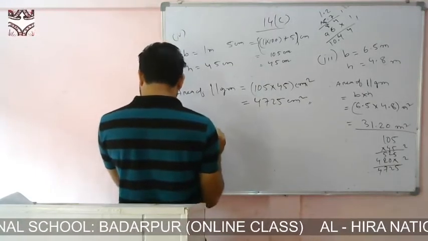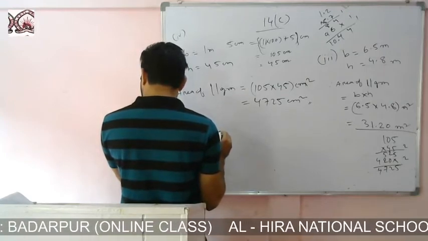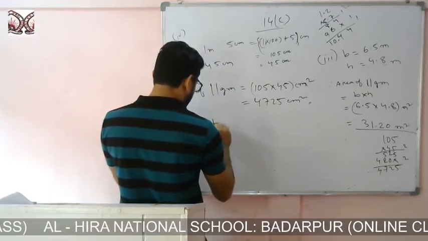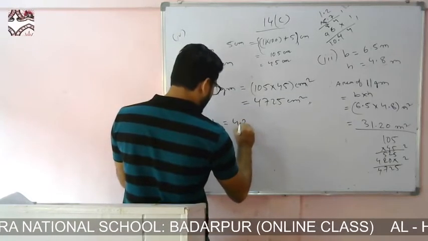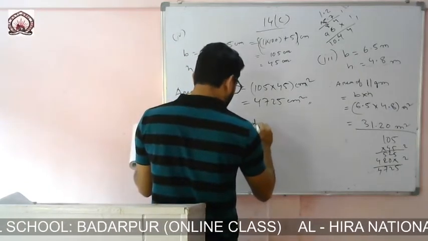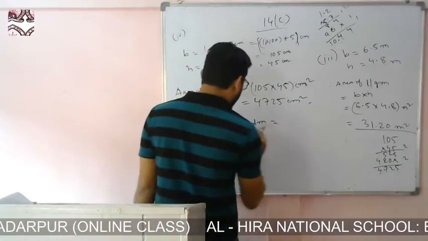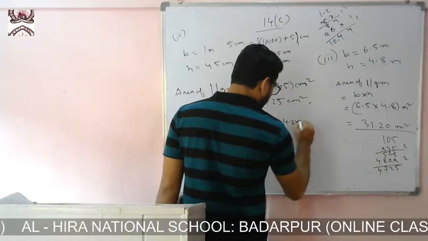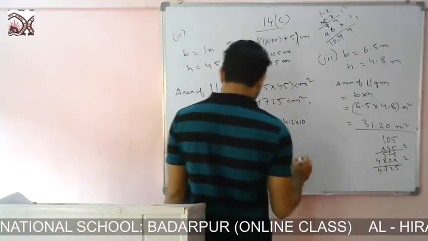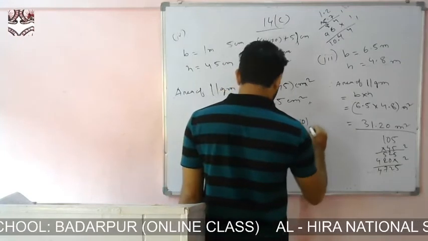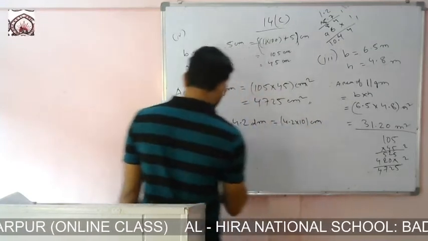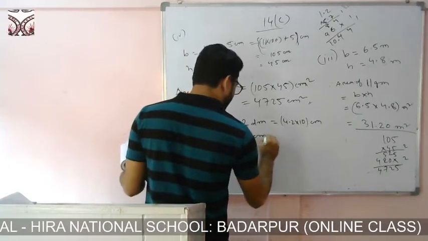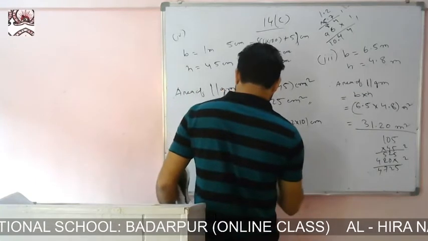5 is given, you see 1 0. Find the area of the parallelogram. That means base equals to what? 4.2 dm. Okay, so dm can be converted into centimeter. If we multiply 4.2 into 10, then it will be converted to centimeter. And height given is 25 centimeter. So height equals to 25 centimeter.